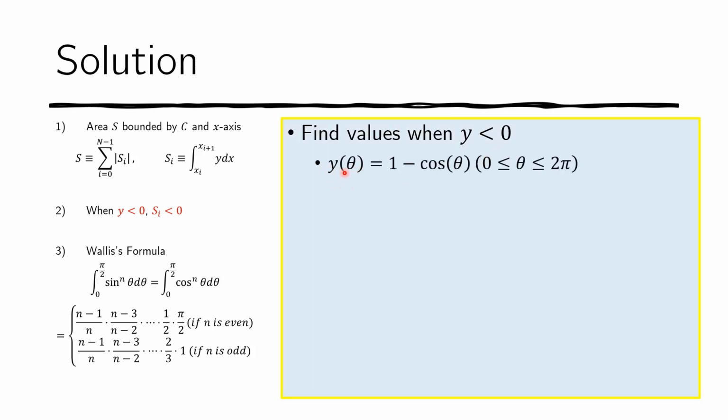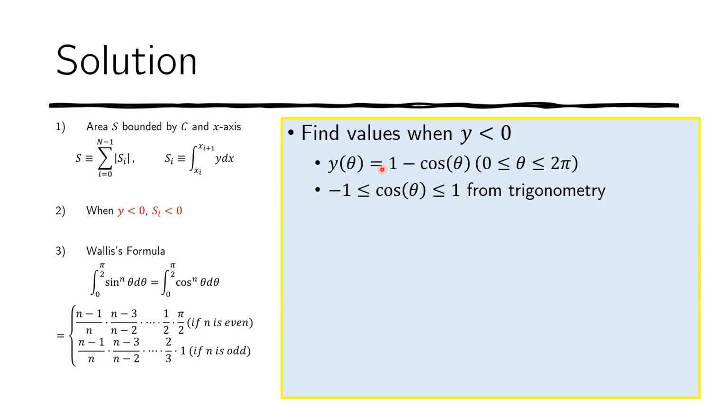We start with the value for y, which is y of theta equals 1 minus cosine theta. And the problem states that theta will be between 0 and 2 pi. If that is the case, then we start with trigonometry to see if any of these values of y actually go below 0. So that's what we're going to try to find out. So we start with trigonometry. We know from trigonometry that the value of cosine theta for any theta actually falls between negative 1 and 1.